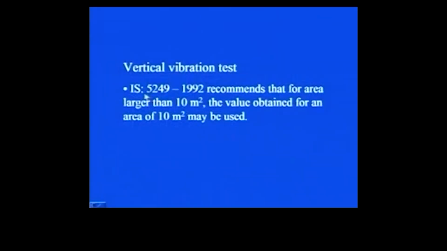What are they? IS code IS 4259/1992 recommends that for an area larger than 10 meter square, the value obtained for an area of 10 meter square may be used. So if the area of contact of that concrete block with the soil is more than 10 meter square, then you have to restrict that area to 10 meter square. If it is less than that, you have to use that corresponding value. But in case it exceeds 10 meter square, you have to restrict the value to 10 meter square.